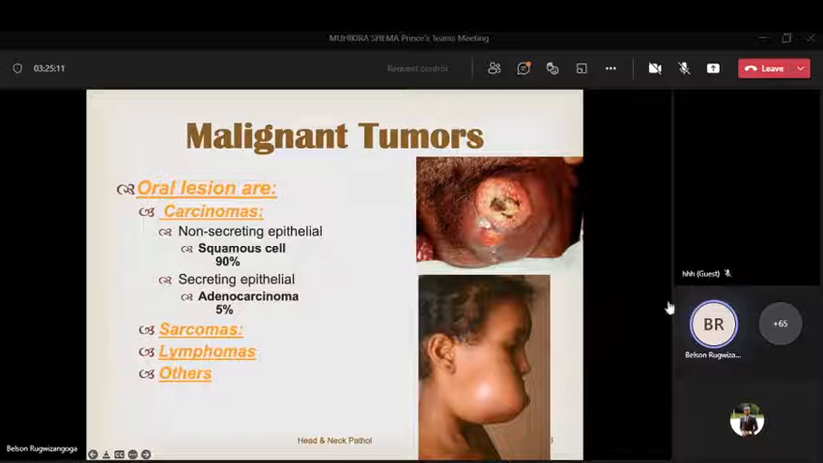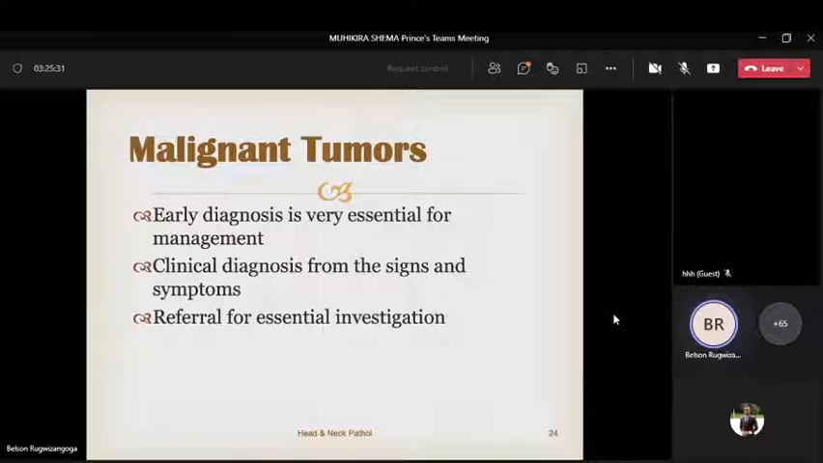Other tumors are sarcomas, and here we see mainly rhabdomyosarcoma, the cancer from the skeletal muscle. And in Rwanda, you know that it is treatable, because it responds to the drugs which are available here. Others are lymphoma, of course. So early diagnosis is very essential for the management.